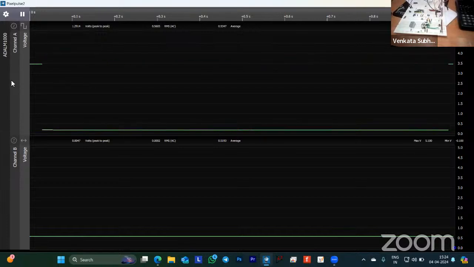But I would suggest Venkat try the same thing after he connects the 555 and the clock runs fine. Then he probes channel A while it is running again. That's what he's doing now.